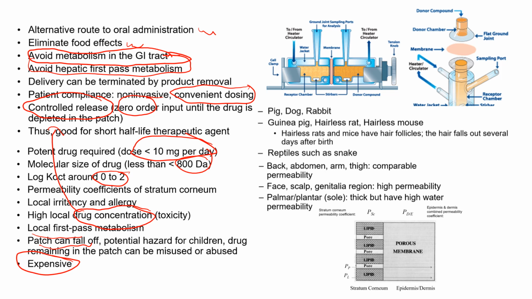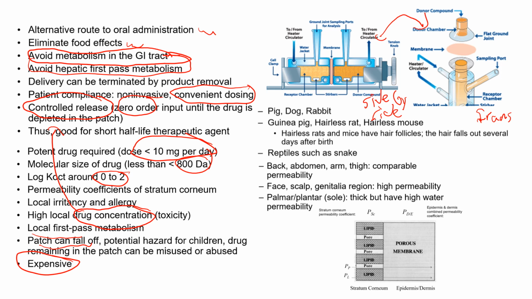Because you can give something to a patient, but how do we measure this? How do we know how much drug they're actually getting? For this, we have models. These are called diffusion cells, these two things. This one right here is a side-by-side diffusion cell, and this one right here is a Franz diffusion cell.